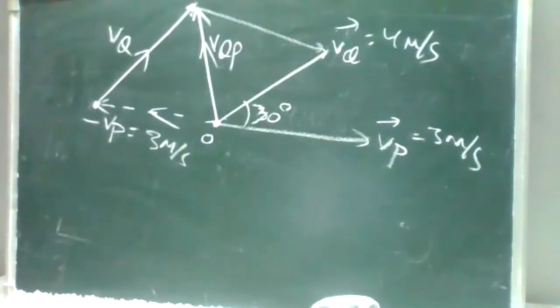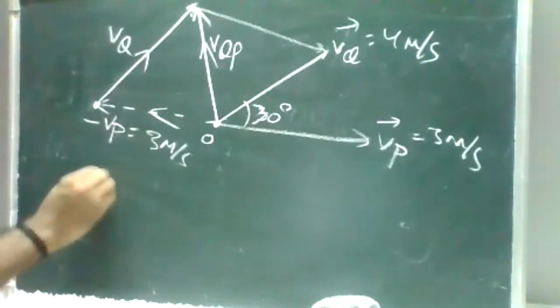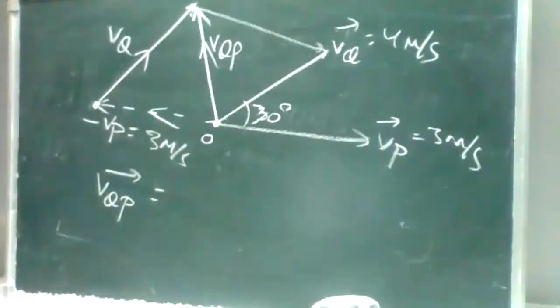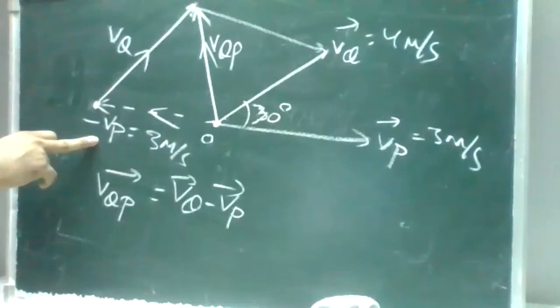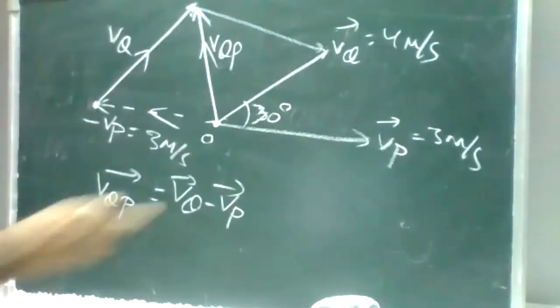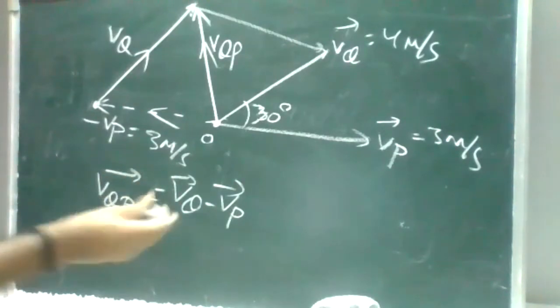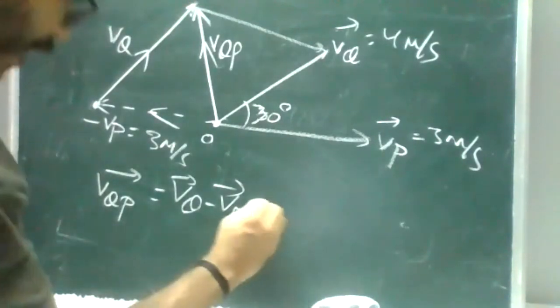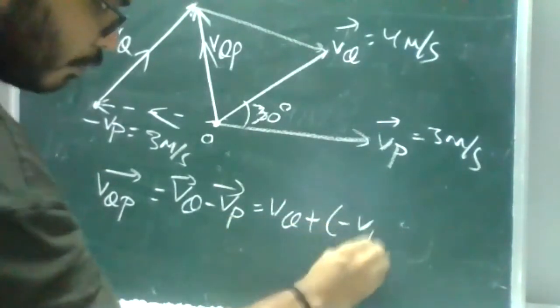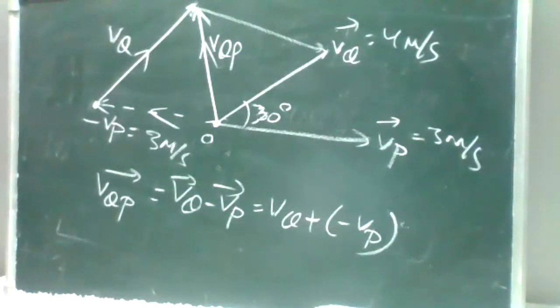To find VQP, the relation: the angle between VQ and VP. VQP is equal to VQ minus VP. For that only we are taking opposite directions. Otherwise the resultant is directly a plus, but for relative velocity when both are in the same direction, it will be minus. So VQ minus VP, or I can write it as VQ plus of minus VP. Now we are going to find the resultant.